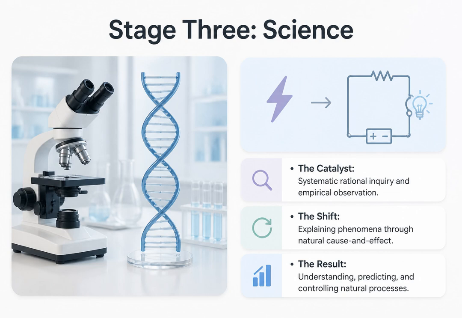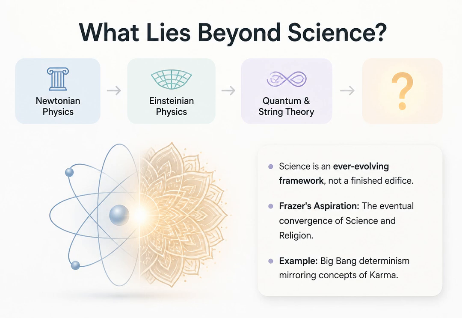An important nuance to Frazer's framework is that he didn't believe the progression ended with the science of his day. He saw science as an ever-evolving framework. Just as Newtonian physics was superseded by Einstein's relativity, which is now being extended by quantum and string theory, future science will supersede our current understanding. Frazer even held a deeply personal aspiration that science and religion might eventually converge. He thought that a sufficiently advanced understanding of reality might show they address the same underlying truths. For example, the unbroken causal chain of the Big Bang resonates strongly with Hindu philosophical ideas about karma and predetermined fate.